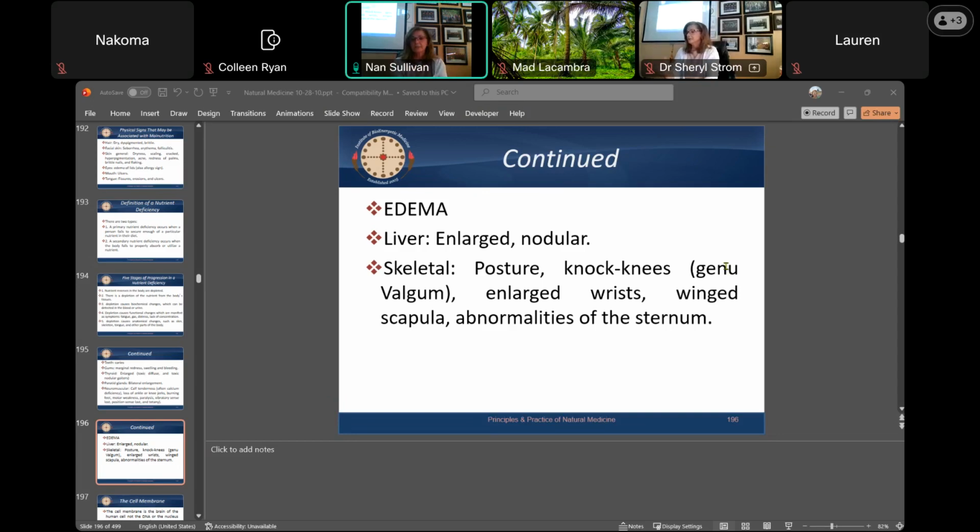Do they have enlarged wrists? Do they have winged scapulas? Sometimes they will have an uneven rib cage, and one of the scapula will actually penetrate through their back, and you can see how it's defined. Abnormalities of the sternum. They can have like this, the xiphoid process can actually pooch out like this. Or they can have the sternum sticking out this direction too, and then curved.